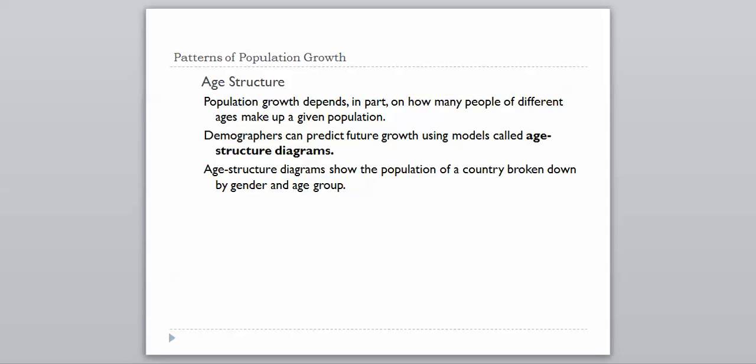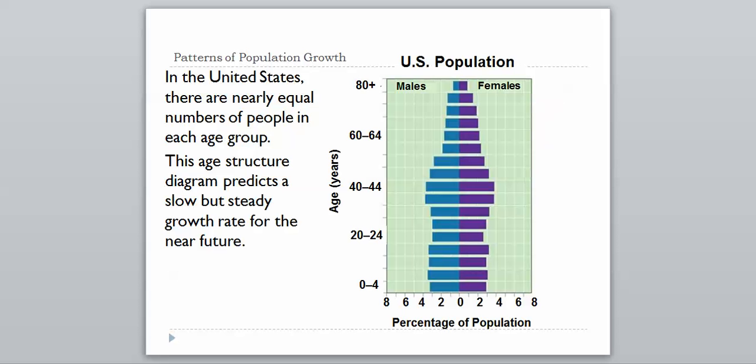What these do is they show the population of a country broken down by gender and by age group. As an example, we can look here on the right. We have the age structure diagram for the United States. In the United States, there are nearly equal numbers of people in each age group. You can look from the very bottom, the 0 to 4 group, all the way up to close to the 50s, getting up to the 60s. The numbers don't vary that much. They're pretty much the same amount of people in each one of those groups.